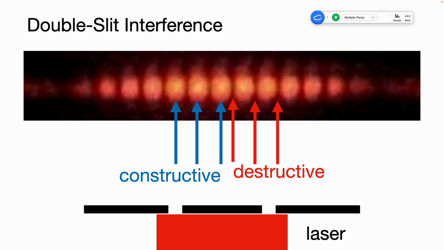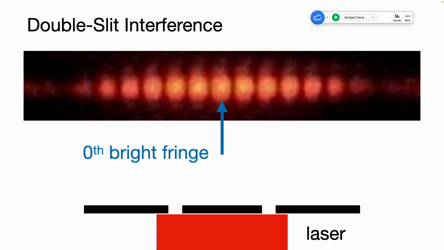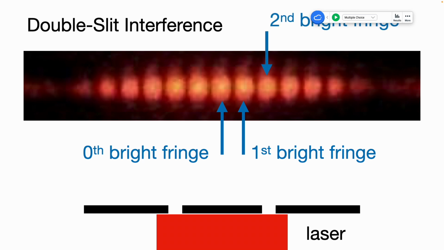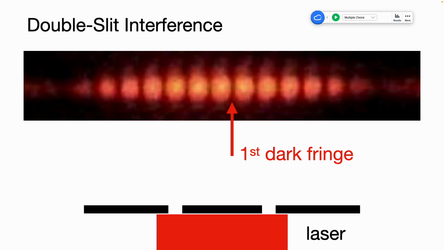So, some terminology. The one at the center is usually called the zeroth bright fringe, or the center bright fringe. And then we call the next one the first bright fringe, the second bright fringe, and third, fourth, etc. For the dark one, this is the first dark fringe. There's no zeroth. There's just the first dark fringe, and then the second dark fringe, first, second, third, fourth. I am too lazy to put in all the animation, but that's the terminology. Okay?